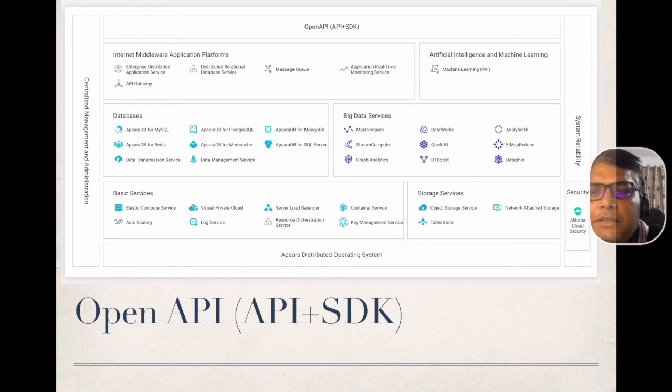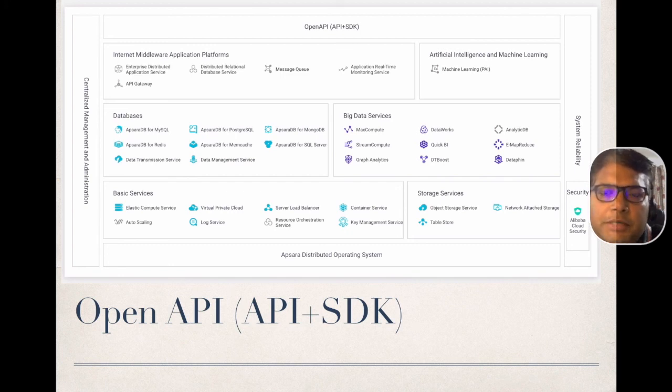Enterprise Distributed Application Service, Distributed Relational Database Service, message queue, Application Real-Time Monitoring Service, API Gateway, and machine learning PAI. Similarly, in the database area, there are many more which have come up. So Apsara DB, which is there for MySQL. MySQL is something which Alibaba has researched a lot, and there are different platforms and different uses of MySQL in the distributed computing that you will see once we drive down and explore the Alibaba platform more.